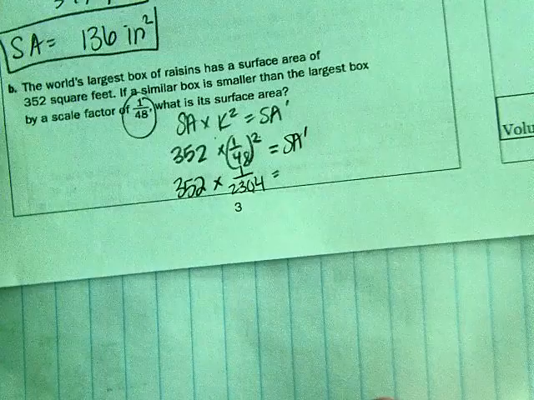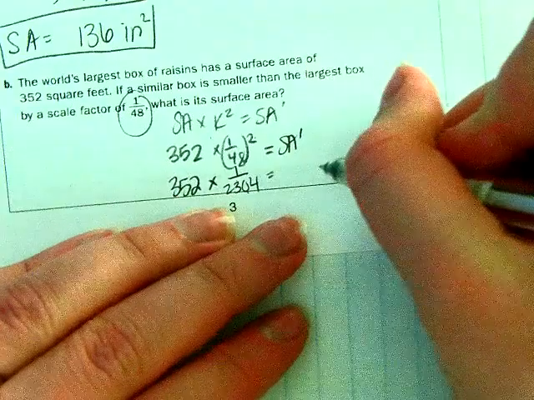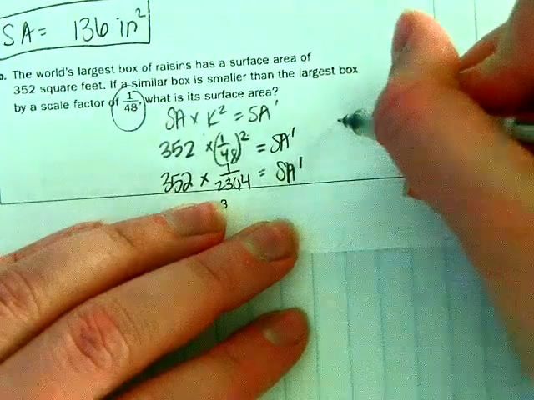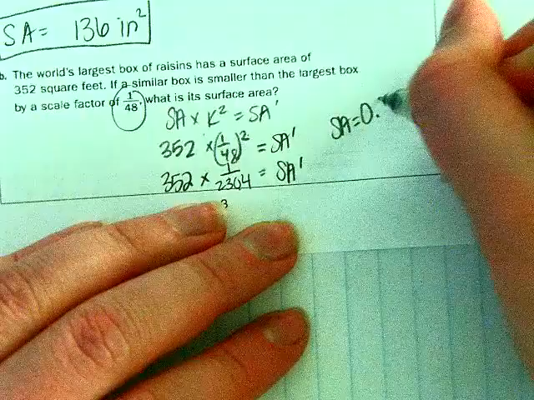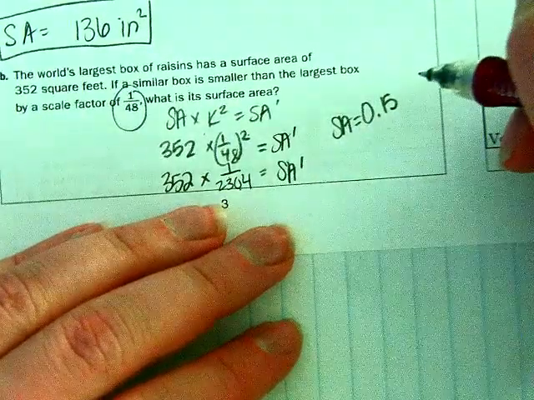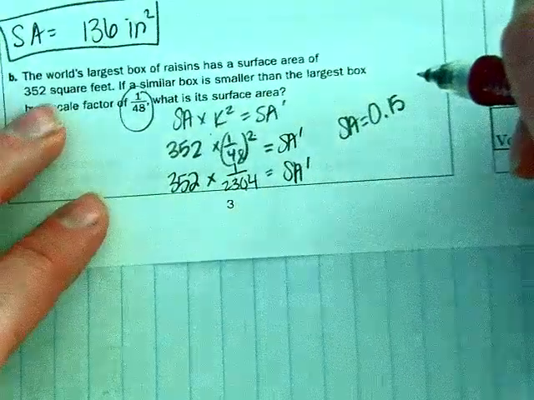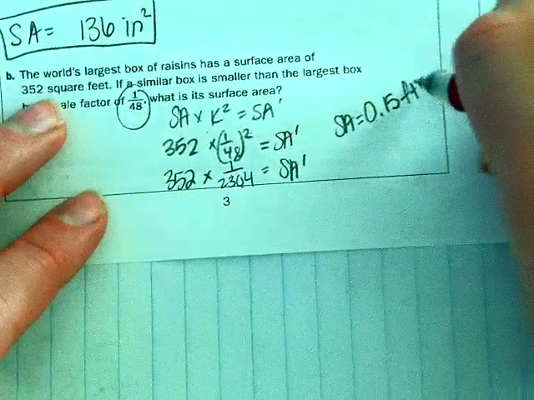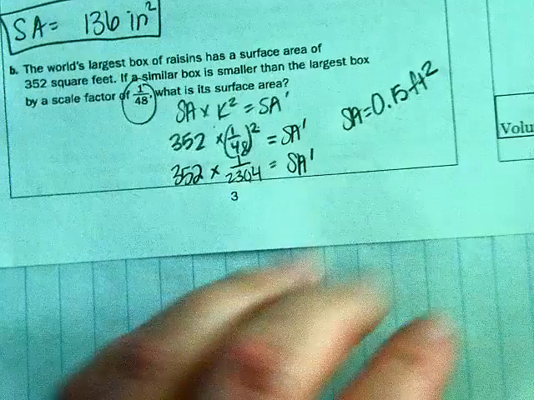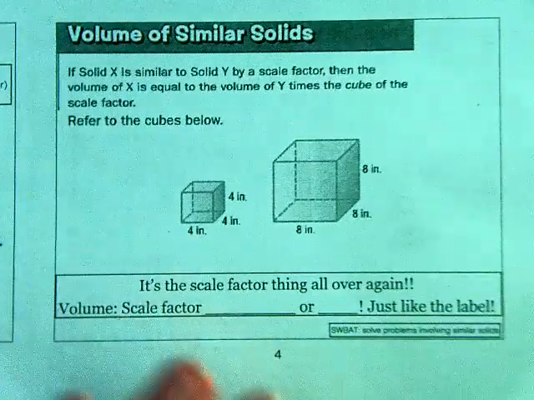And we get that the surface area is very tiny. Its surface area is equal to 0.15, we're going to round it, square feet. Okay, that seems like a weird one. Maybe I did some math wrong. You can let me know, but it seems funny.